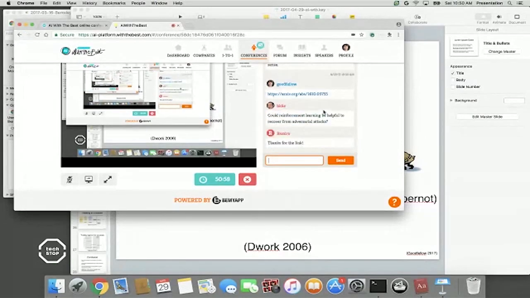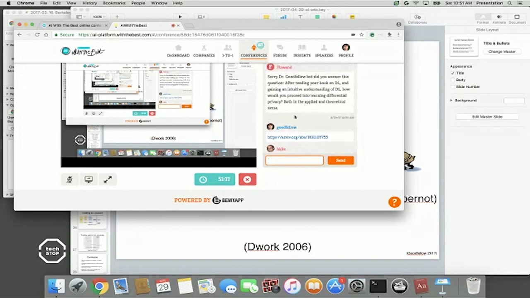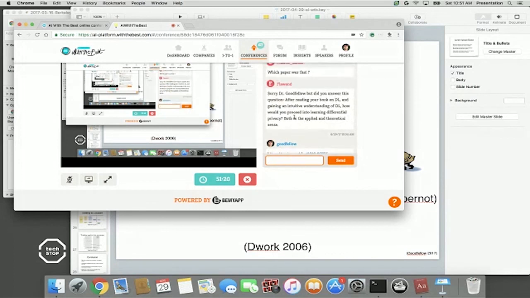Somebody asked if reinforcement learning could be helpful to recover from adversarial attacks. In principle, maybe it could. It's not obvious exactly what you would do to accomplish that. I guess there was the YouTube video that I showed earlier where we were able to make adversarial attacks against reinforcement learning algorithms. So they seem to be equally vulnerable compared to supervised learning.